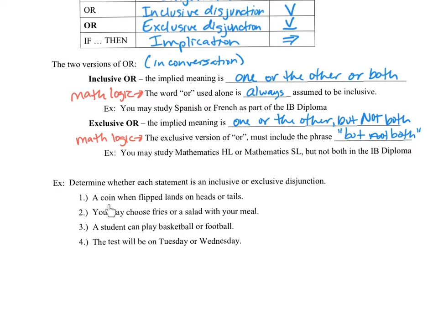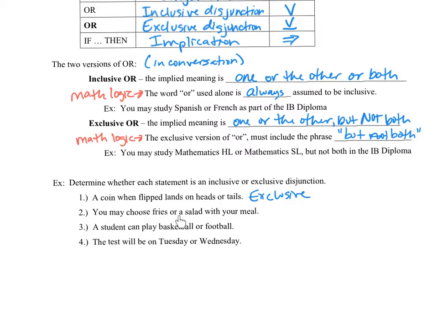So number one, a coin when flipped lands on either heads or tails. Well, what's implied there? Can a coin land on both at the same time? No, it has to be one or the other. So that's in everyday English an exclusive use of the word "or." Okay, how about number two?